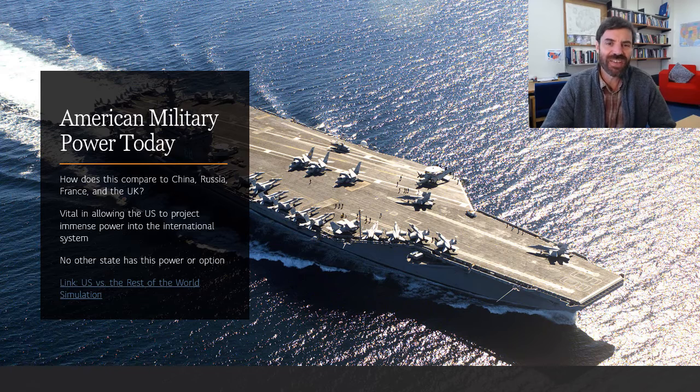In addition to these aircraft carriers, the US also possesses a huge number of nuclear weapons, second only to Russia. It also has the most highly advanced bomber and fighter aircraft ever developed, and has around 500 military bases around the world.